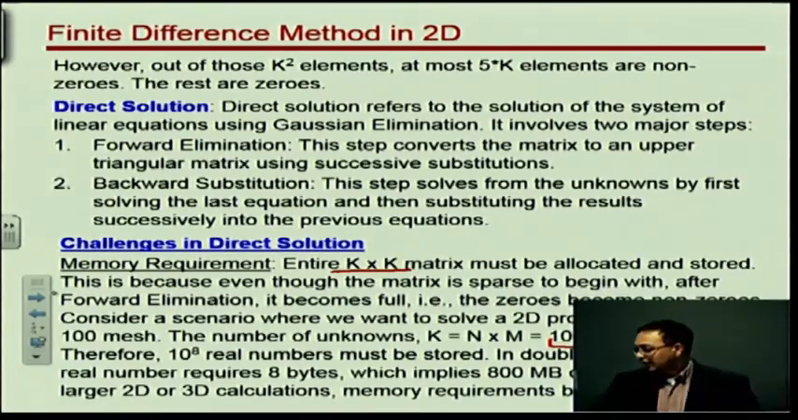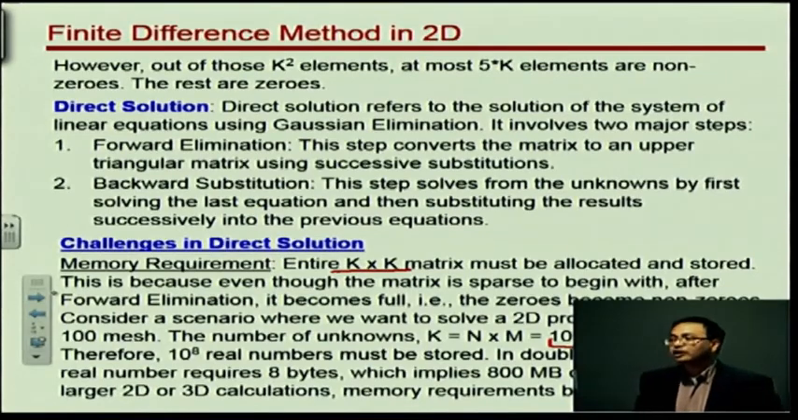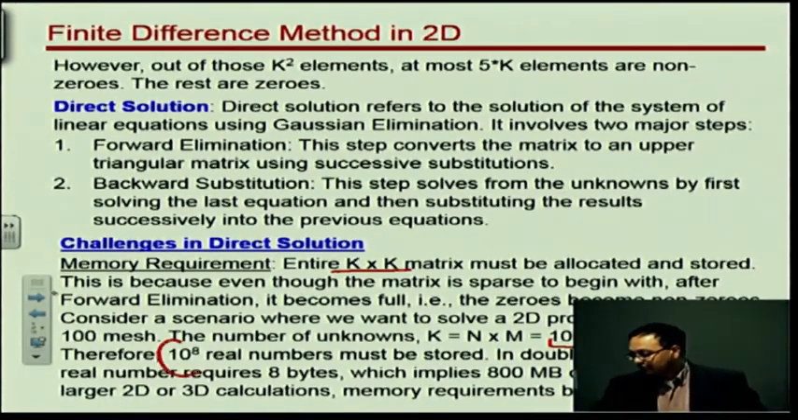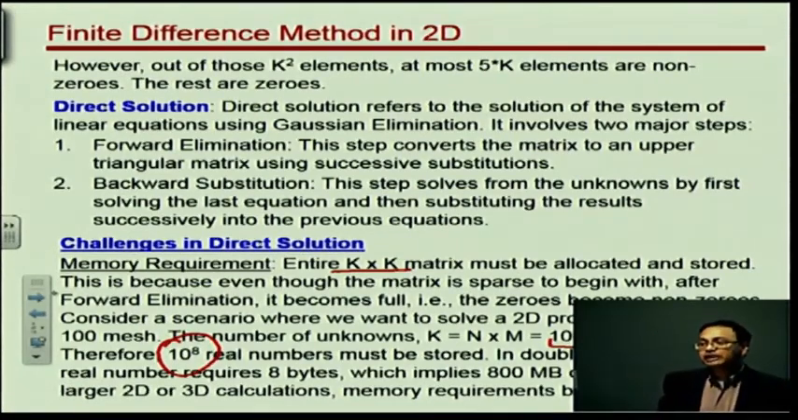That gives you 10 to the power 4 unknowns, which is not much. That means your matrix needs to store 10 to the power 8 real numbers. If you take 8 bytes for each number in double precision, you have 800 megabytes of memory requirement, which is not trivial at all for a 100 by 100 mesh problem. If you go to 3D, 100 by 100 by 100, 1 million unknowns, then that's it. Can't solve it. That's one big problem, memory.